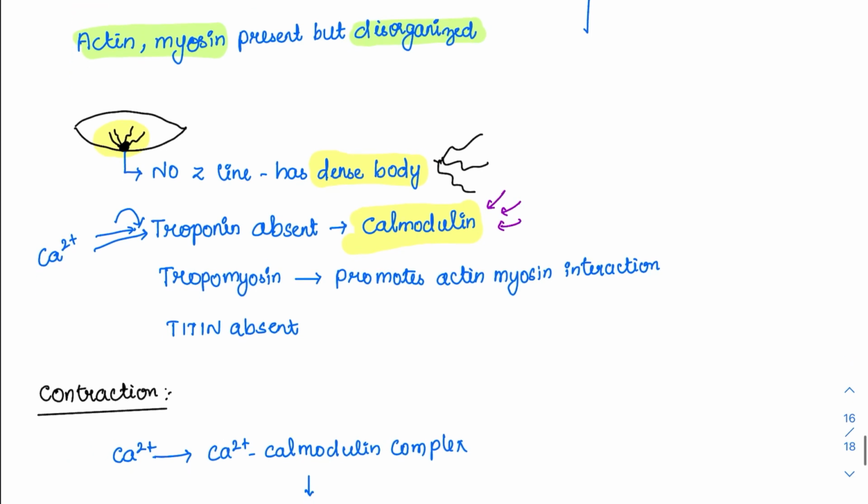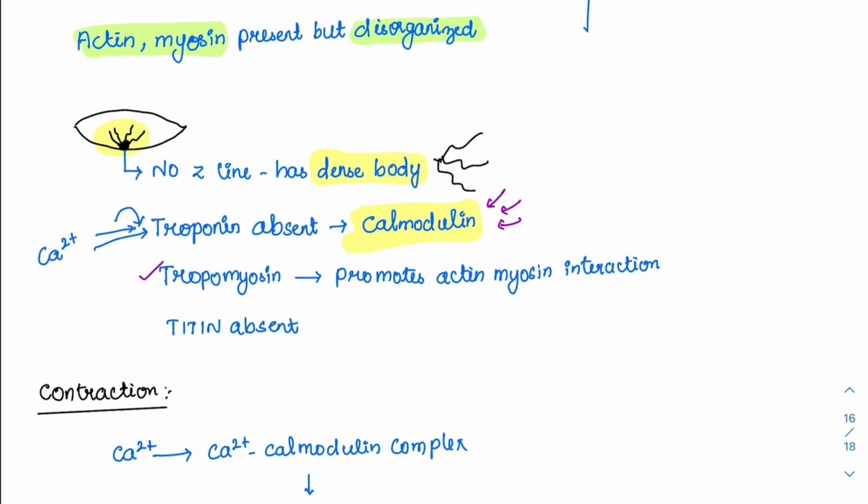Then coming to another protein, tropomyosin. Troponin is absent, but tropomyosin is present, but its function is different from that of a skeletal muscle. That tropomyosin was inhibiting the actin-myosin interaction. Here, this tropomyosin usually promotes the actin-myosin interaction. So that is another difference I should know.